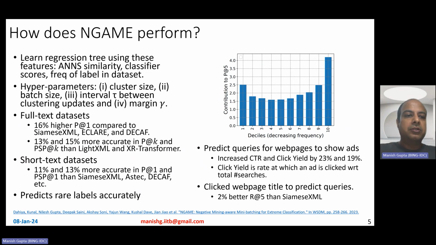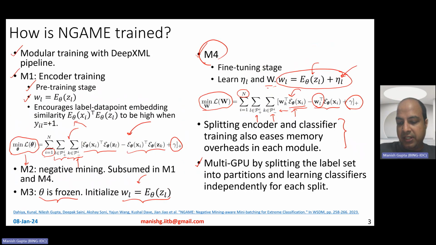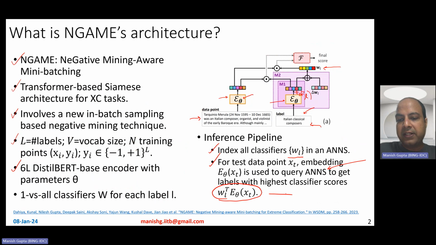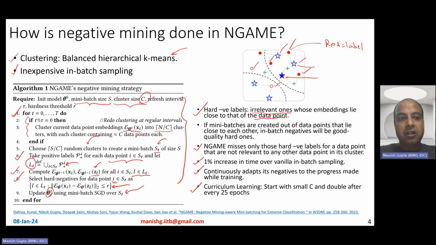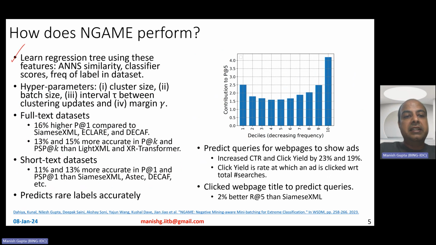How does it perform? For inference, you could directly use the classifier scores, as we discussed here, as your overall output score, and rank labels by that score. Or you could learn a regression tree over not just classifier scores, but also approximate nearest neighbor search similarity. Remember, you do a lookup on the approximate nearest neighbor search index, which also encodes your classifiers. And you could also use the frequency of the label in the dataset as an extra feature.